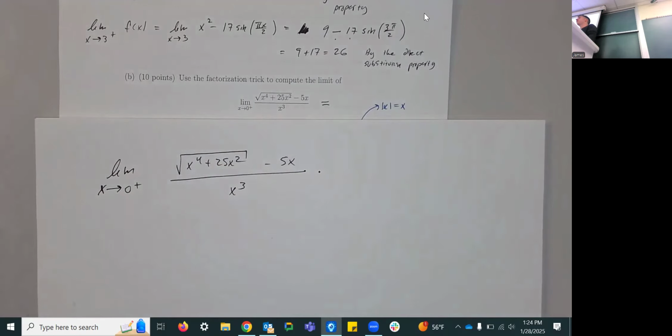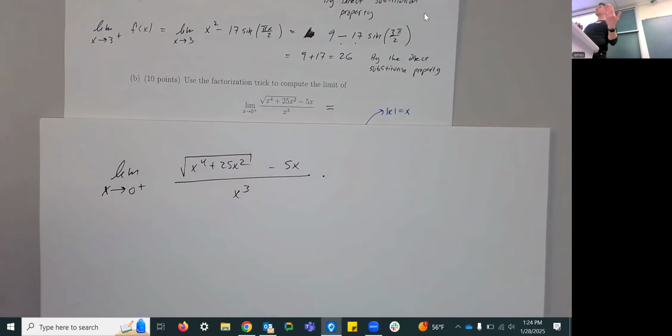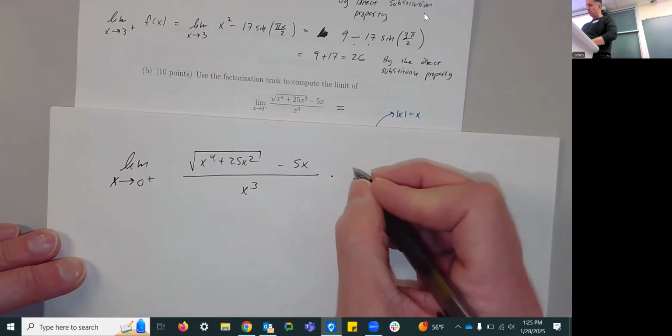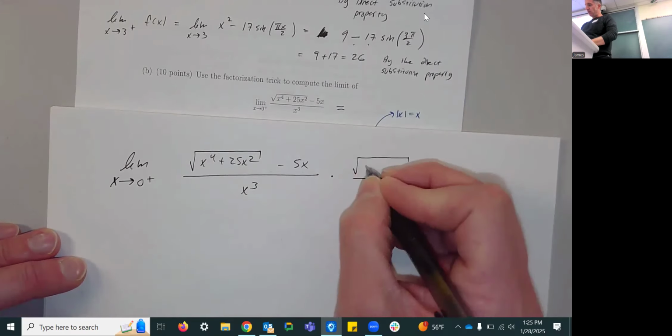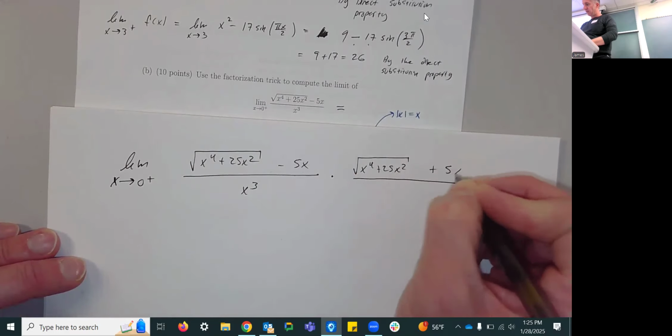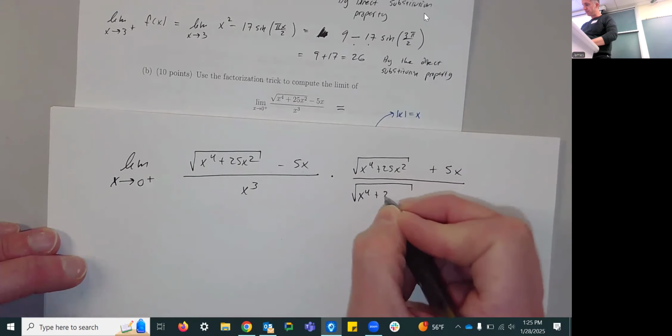If I plugged in 0, I would get 0 minus 0 over 0. So it's a 0 over 0 type. But we should always in the back of our mind be like, can I plug it in and get a number? Okay, I got 0 over 0. Now I'll do the usual steps, in this case multiplying by the conjugate: the square root of x to the 4th plus 25x squared plus 5x, divided by the same expression.